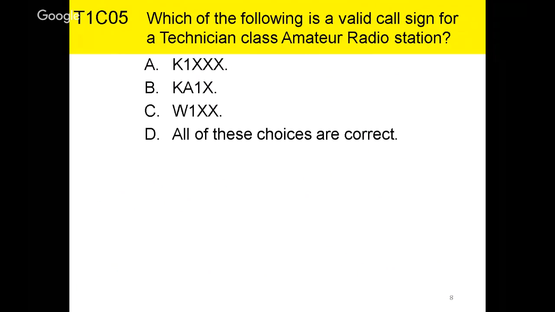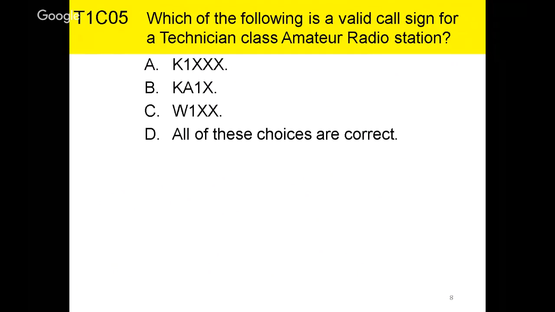I don't think that's a question on there, but the purpose of that question is just to let everybody know that the only time you're allowed to transmit without identifying is if you're using remote control, radio control.